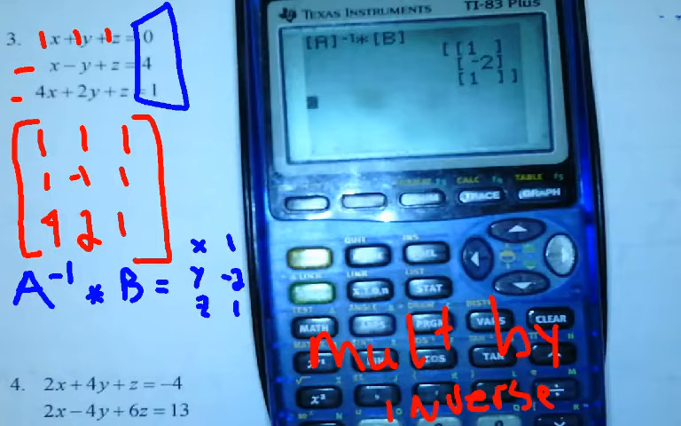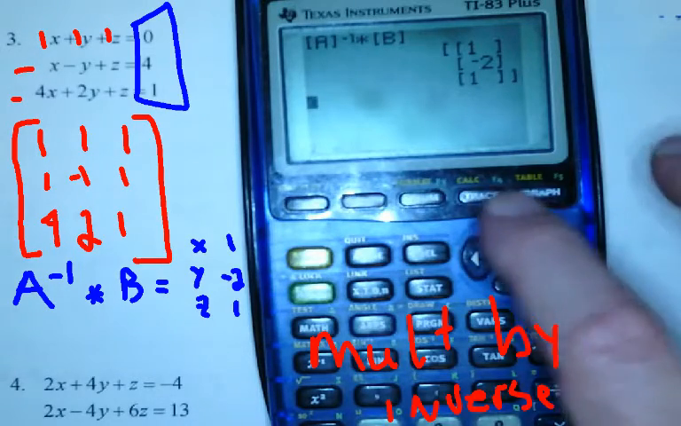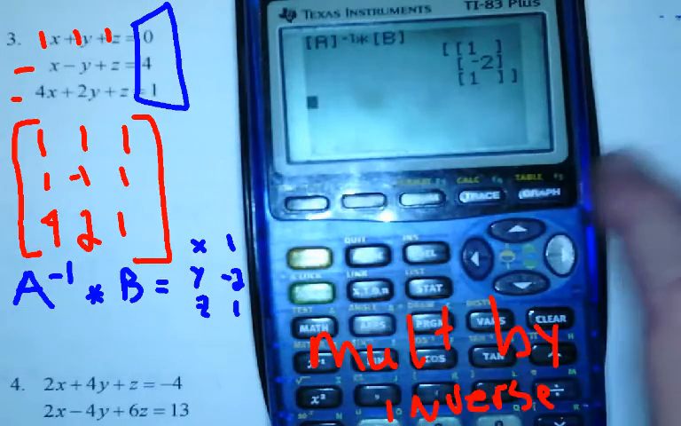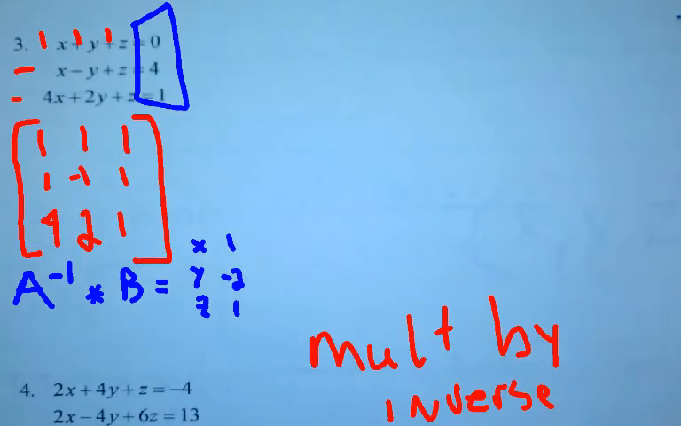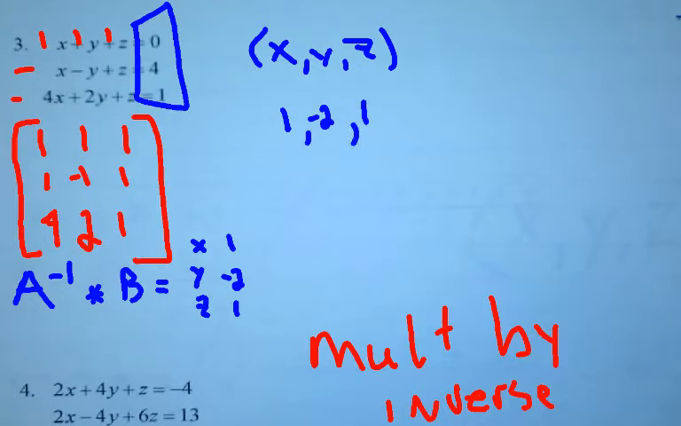Yay! We just found the ordered triple. Now remember, you write it horizontally. You have to write your answer as, remember like an ordered pair? We write it as an ordered triple. So what is the answer? We say X, comma, Y, comma, Z. And so it's 1, -2, and 1. Yay! Hooray! We did it!